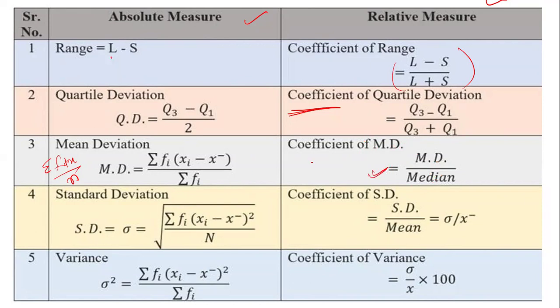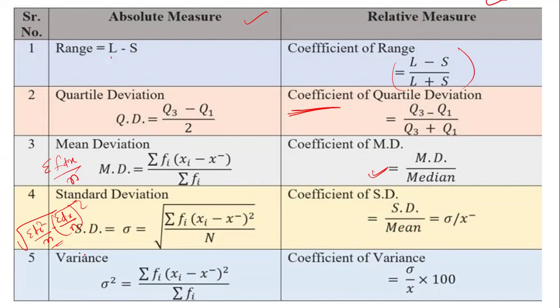Then the standard deviation is the under root of summation of dx square divided by n minus summation of dx divided by n the whole square. So this is the formula of the standard deviation for the absolute measure. For the relative measure, for the standard deviation, just divide by the mean. So the coefficient of standard deviation is the standard deviation divided by the mean.